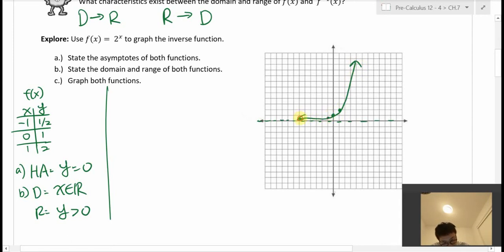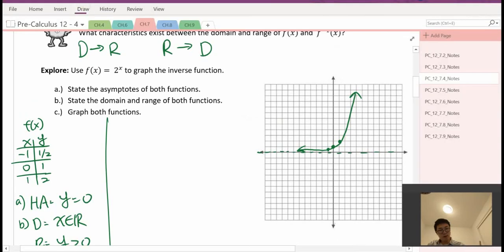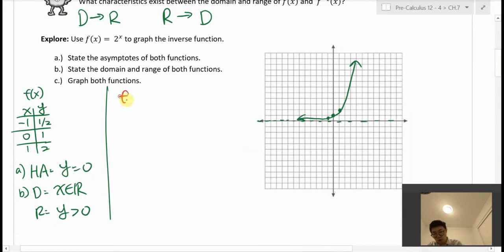Something like this. So there is my exponential function. This is exponential growth with the base 2. Now we're going to take this table of values and draw the inverse function. Really all we needed to do is take the original table of values and just switch x and y.